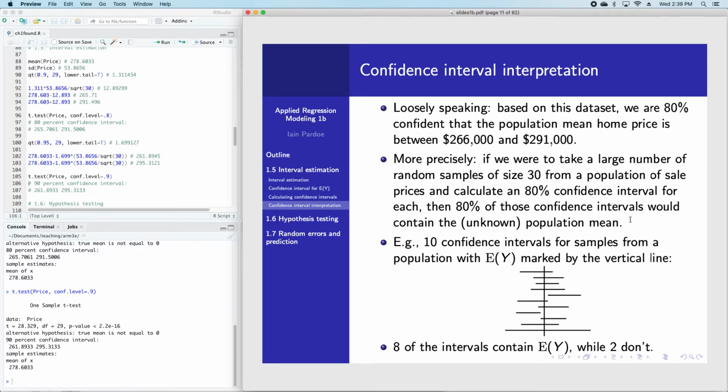If we want to understand a little more precisely what this means though, because this is a very loose statement, what it means is that if we were to take a large number of random samples of size 30 from this population of sale prices, and if each time we took one of those samples we calculated an 80% confidence interval, then considered all of those confidence intervals together. Okay, so we've got lots of samples and so we've got lots of confidence intervals. Then 80% of those confidence intervals on average would contain the population mean. Okay, that's a more precise definition of what a confidence interval is.